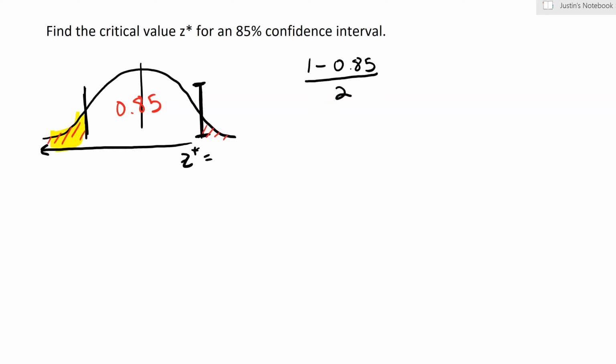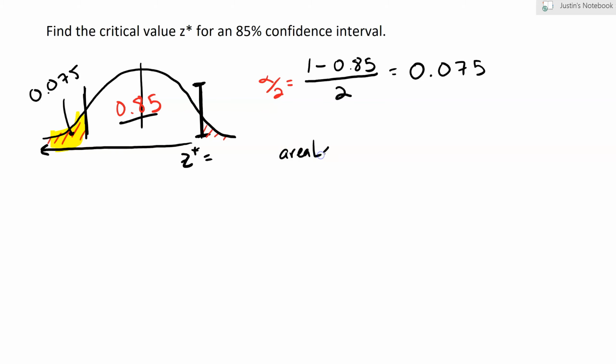And we'll be left with how much is on just the left side. Since the top part is called alpha and we divide it by 2, we often call this amount alpha over 2. And what do we get? 0.075. So what does that tell me? I know this section right here is 0.075. We also know that the big main section is 0.85. So let's find out the total to the whole left of that.